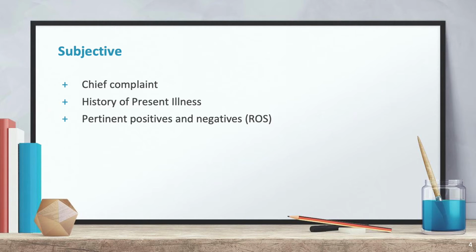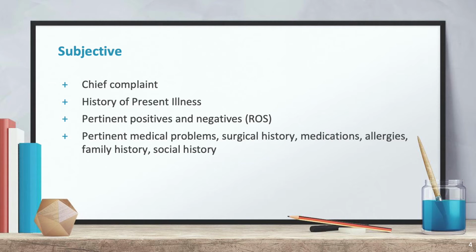And so you can talk about your HPI. It should be very brief, and then include your pertinent positives and negatives throughout. As always, when you're giving your one-liner, you want to talk about pertinent medical problems, or if this has to do with the surgical, whether it be abdominal pain or post-op day, talk about their surgical history. If there are any relevant medications or allergies or family history and social history, this is where you would want to put it.